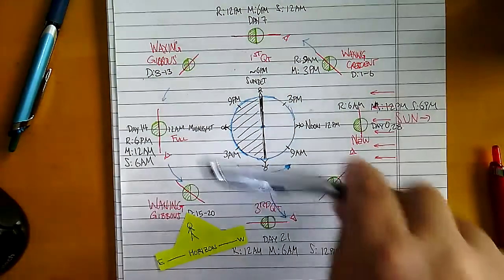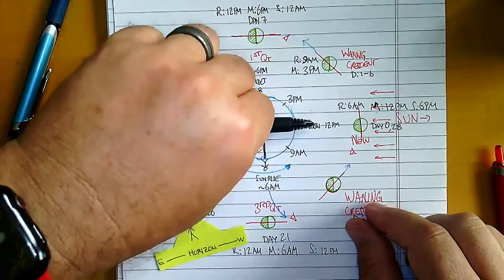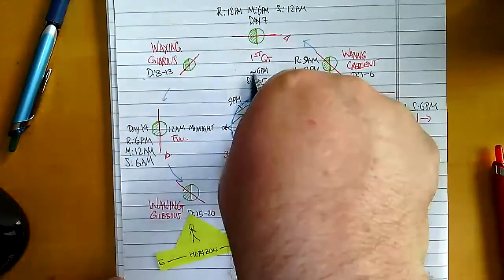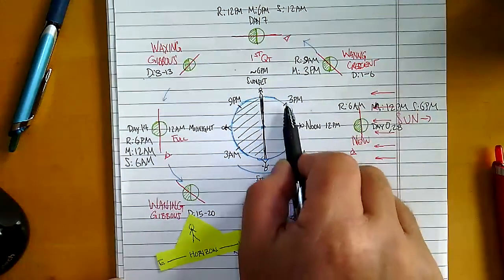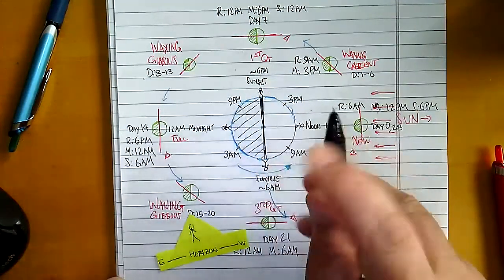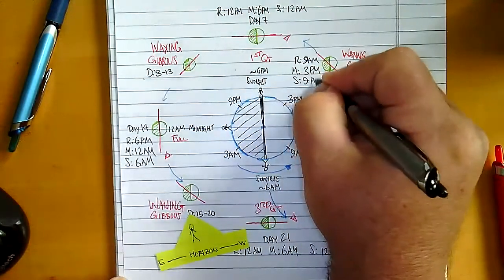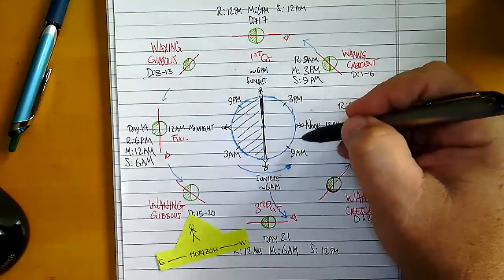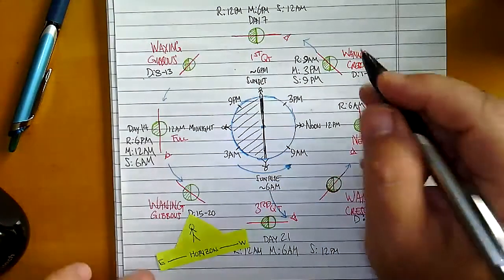Okay, and then again, ride until I make another 90-degree angle, because I know it goes from seeing to not seeing. Then boom, boom, boom. So right there, I see that I went from seeing to not seeing right at 9 p.m. So it sets at 9 p.m. So the waxing crescent rises at 9 a.m., crosses your meridian at 3 p.m., and sets at 9 p.m.